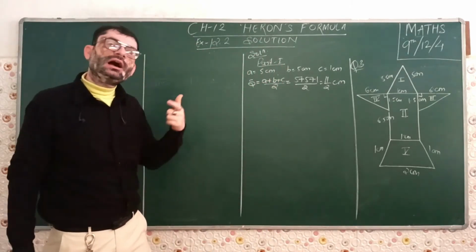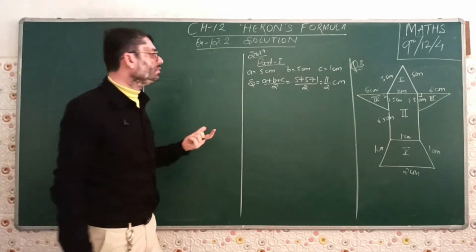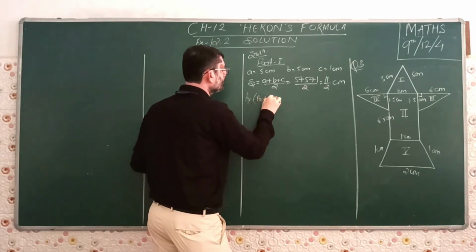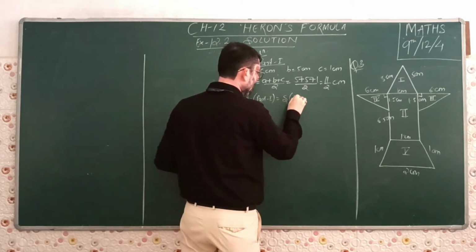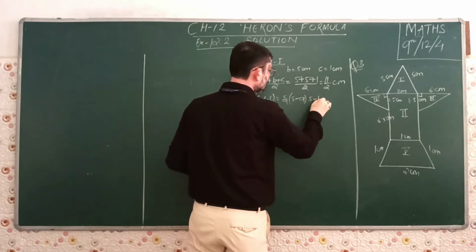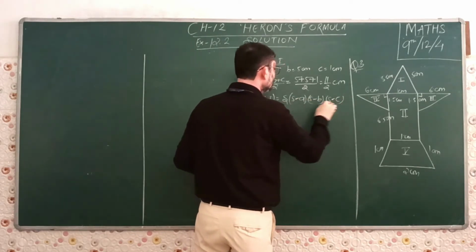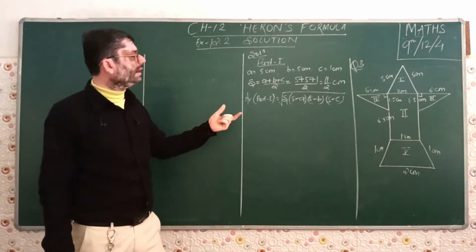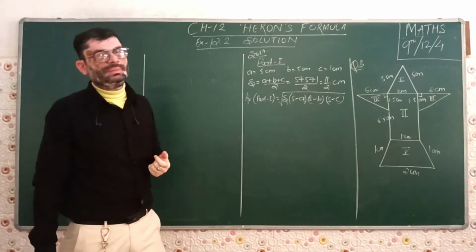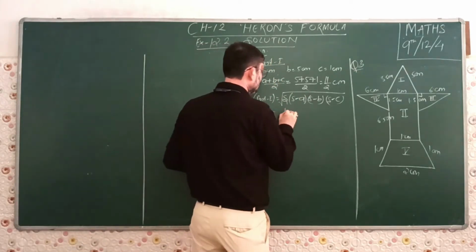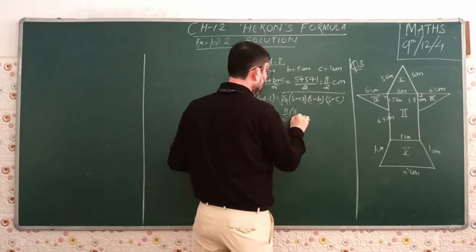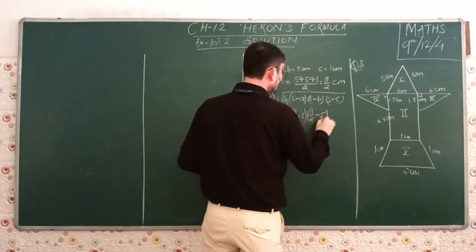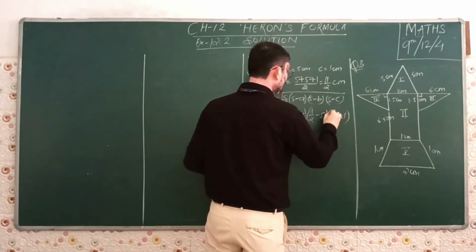Now let us find the area of the triangle applying Heron's formula. The area of part 1 is given by the square root of S into (S minus A) into (S minus B) into (S minus C), where we will be substituting the values of S, A, B, and C, and we will be getting the area. So S is 11 by 2, this is 11 by 2 minus 5, again 11 by 2 minus 5, and 11 by 2 minus 1.